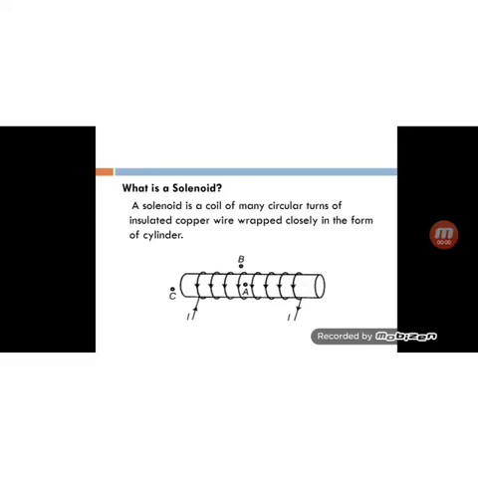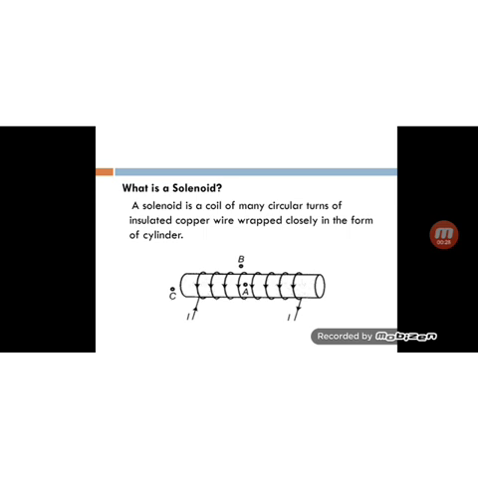Hello everyone, here is the next topic: magnetic field due to a current carrying solenoid. What is a solenoid? A solenoid is a coil of a large number of circular turns of insulated copper wire wrapped very closely to each other over an insulated cylinder. This arrangement is known as a solenoid.